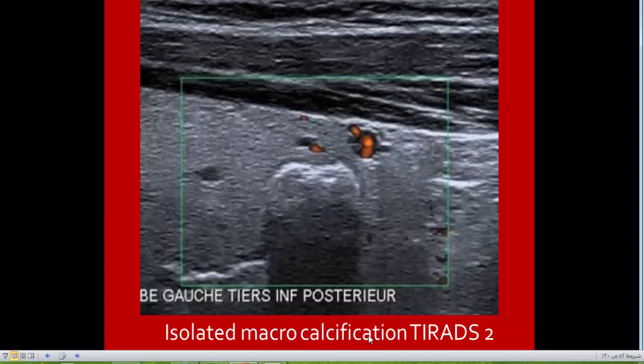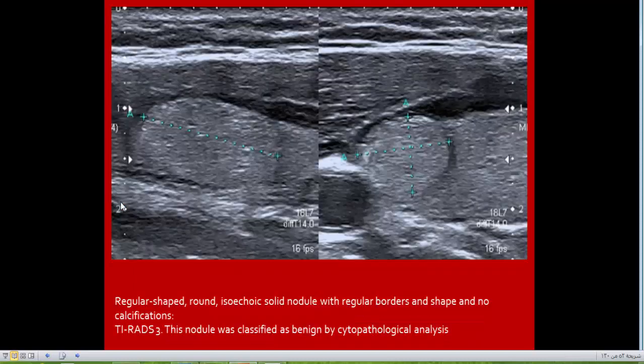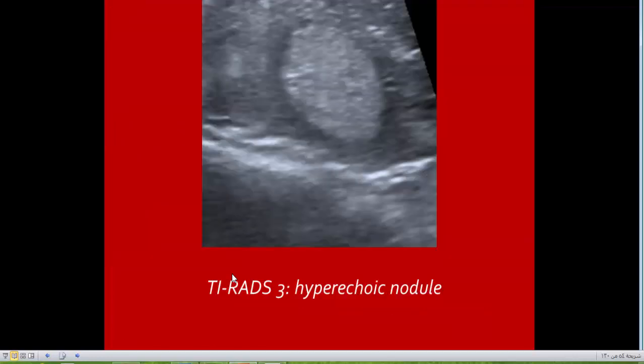Isolated macrocalcification, TI-RADS 2: macrocalcification which has acoustic shadow, large coarse calcification, TI-RADS 2, sign of benign. Regular shape, round isoechoic solid nodule with regular border shape, no calcifications, TI-RADS 3. This is what's called benign by cytological analysis. TI-RADS 3 Hashimoto's pseudonodules. TI-RADS 3 hyperechoic nodules.